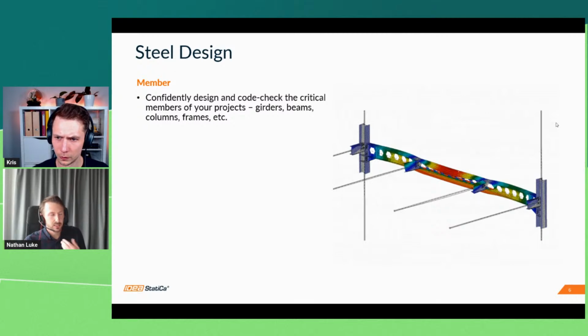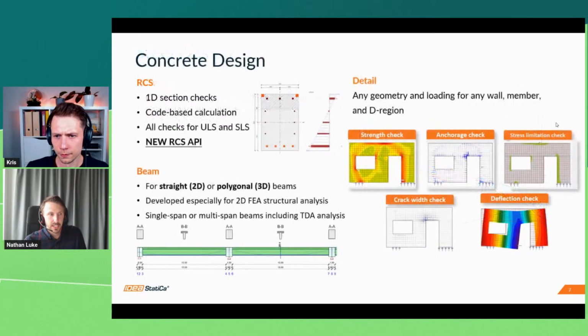Geometric nonlinear types of analysis on these members. And we mainly talk about steel, but we also have a lot of concrete apps. So we have RCS, reinforced concrete section, which basically allows section checks, code-based calculations for reinforced concrete sections, pre-stressed, post-tension concrete sections. We have our beam application as well.